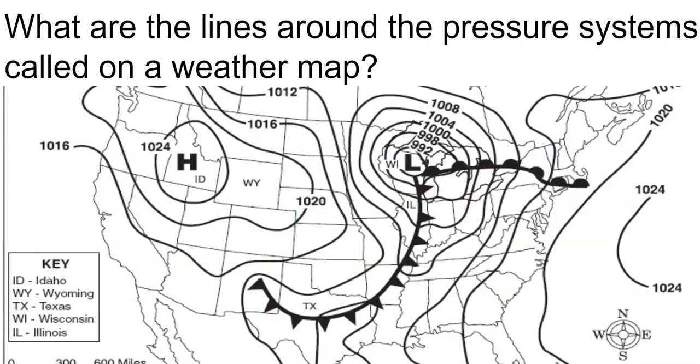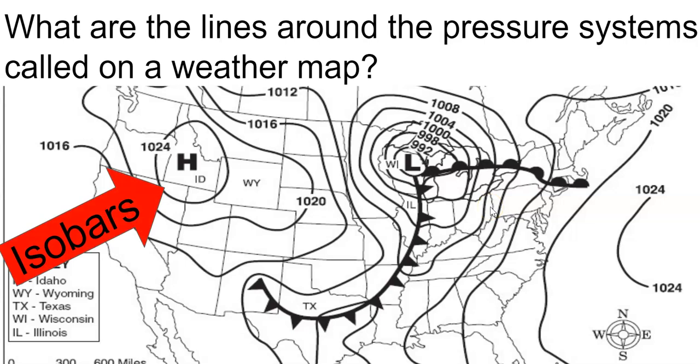So what are the lines around the pressure systems called on a weather map? So those would be isobars because it's showing us pressure systems.